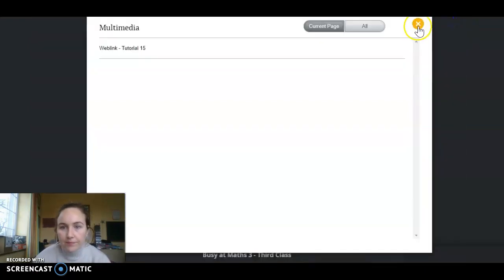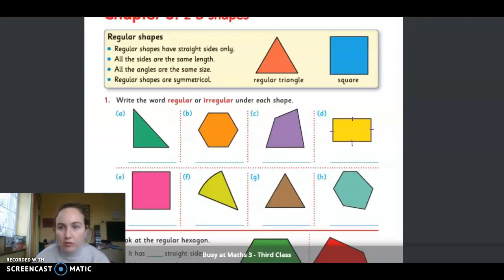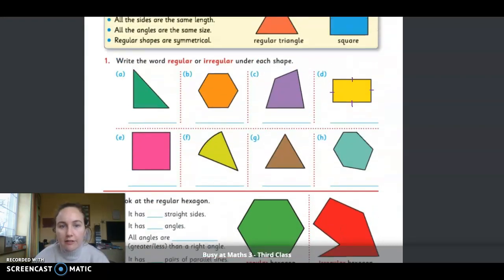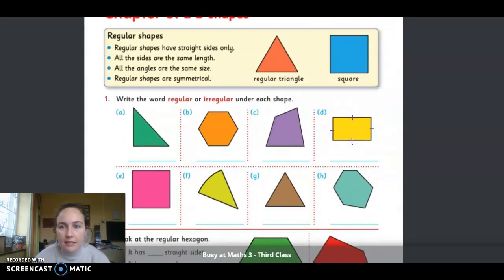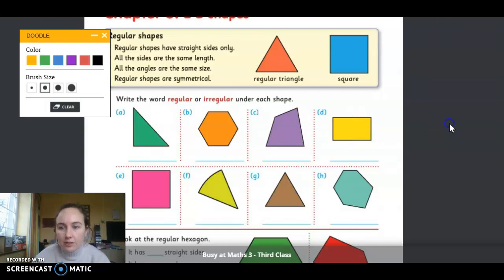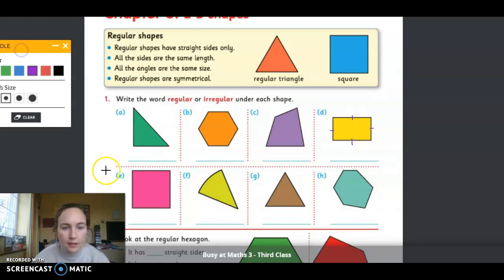Okay. Go back to our page. So you're going to write if they're regular or irregular. So we said that first triangle is definitely an irregular shape because its sides are not the same and its angles are not the same. You can see a right angle here and not here and not here.